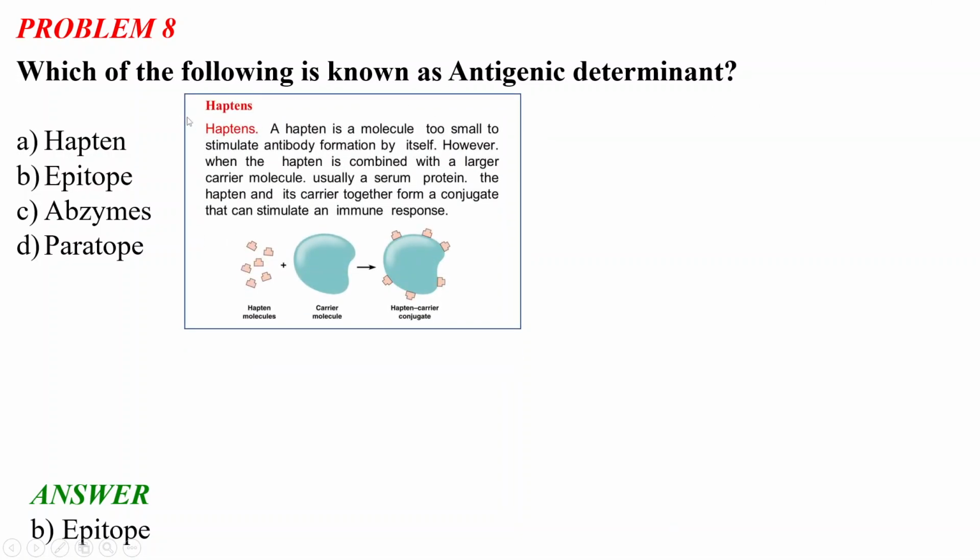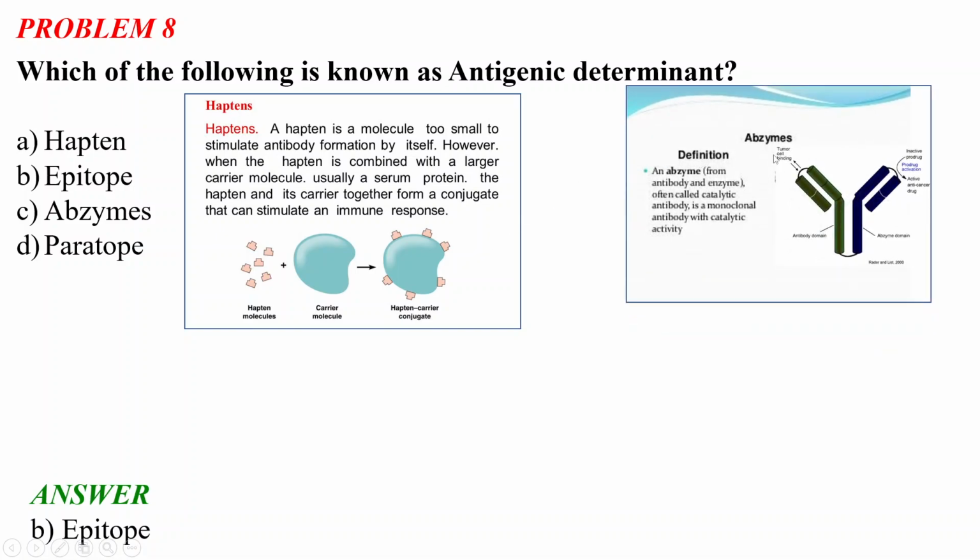Now let me just discuss what haptens are. A hapten is a molecule too small to stimulate antibody formation by itself. So it is not associated with the antigen, it is associated with the antibody. However, when the hapten is combined with a larger carrier molecule, usually a serum protein, the hapten and its carrier together form a conjugate that can stimulate an immune response. So, these hapten molecules conjugate with a carrier molecule, which is the serum protein, and it can generate the antibody response, the immune response.